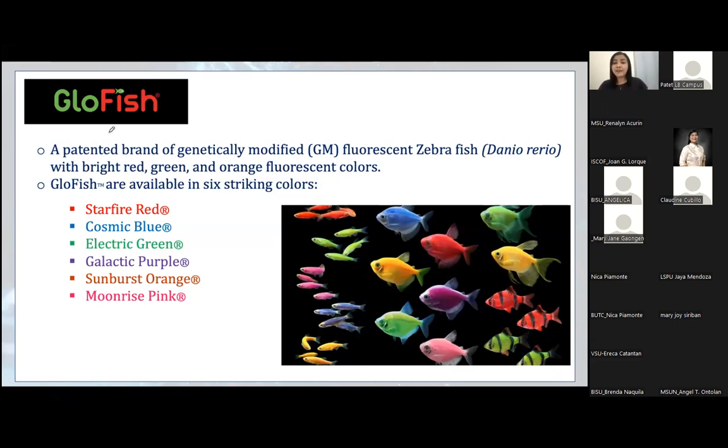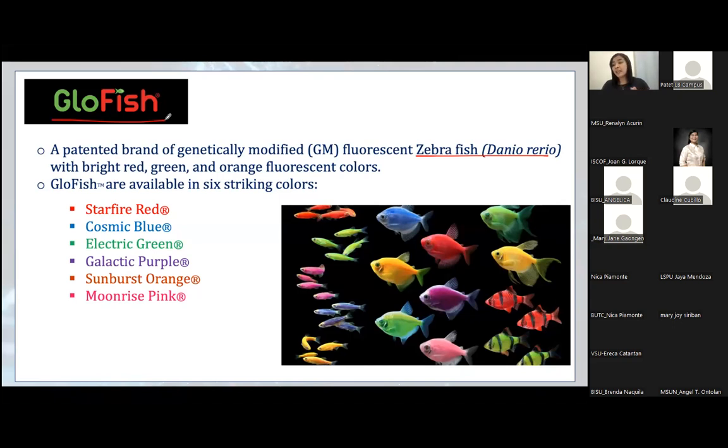Di ba si zebrafish, itong si Danio rerio, this is an ornamental fish. Basically, pet siya. So, scientists from Taiwan, kasi they want to improve the appearance of zebrafish. So, meron silang in-insert dito na gene, the transgene, in order to make this zebrafish glow. So, it resulted into a patented product na Glowfish.